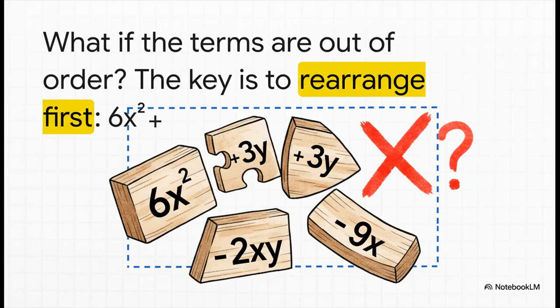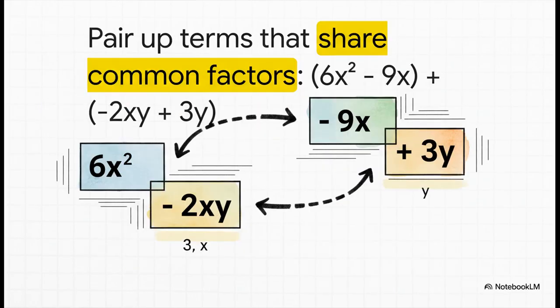If we try to group this as it is, well, it's a mess. The first pair has nothing in common. So what do we do? We rearrange. The whole goal is just to pair up terms that actually have something in common. It makes a lot more sense to put the 6x squared with the minus 9x, right? They both have an x and a factor of 3. That leaves the other two, minus 2xy and plus 3y, which both share a y. Now we've got something to work with.